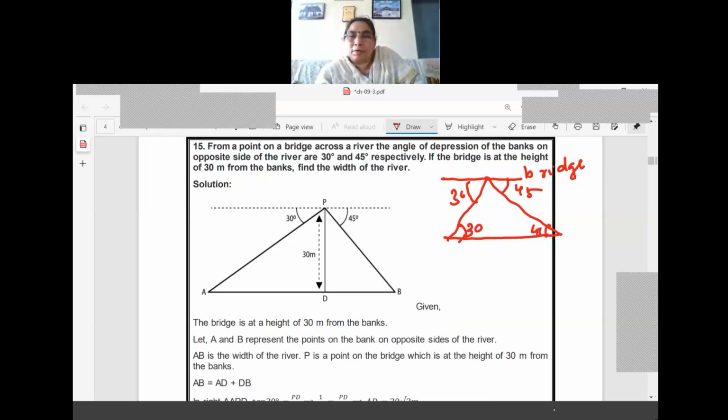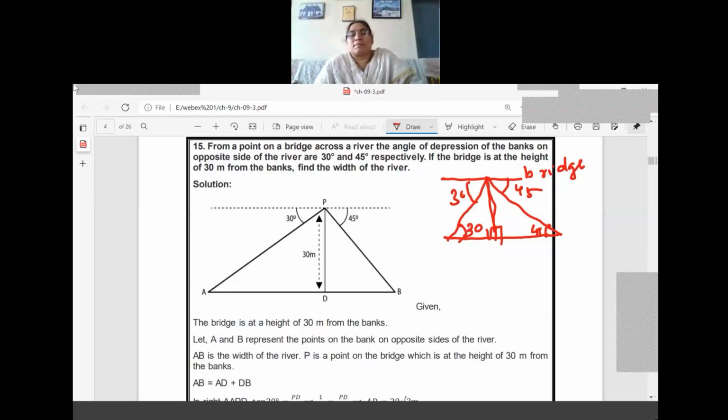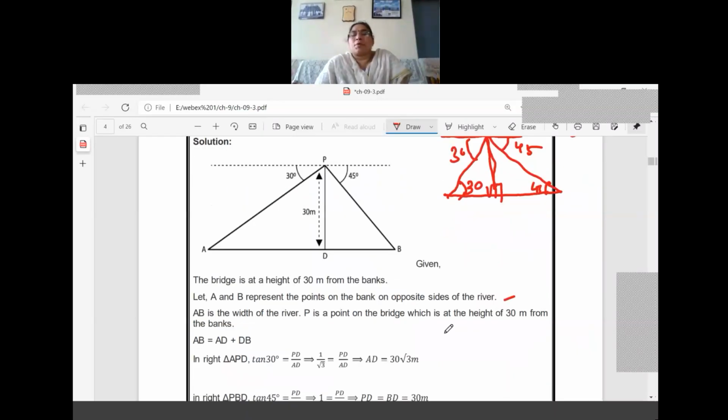From this point, we should draw the perpendicular to complete the right triangle. On either side of PD, according to the diagram, you will get two right triangles. From those right triangles, we can go for the tan 30 and tan 45 formulas. Then we can get the answer. The bridge is at a height of 30 meters, so PD equals 30. Now A and B represent the points on the opposite sides of the river. AB is the width of the river. P is the point on the bridge at a height of 30 meters, and AB equals AD plus DB.